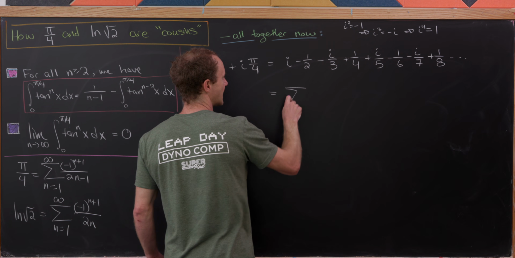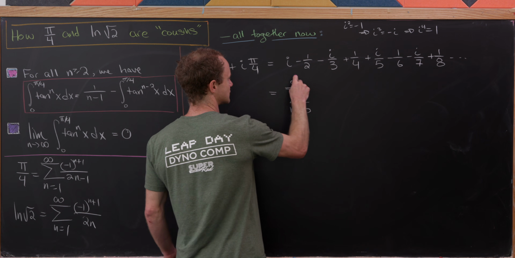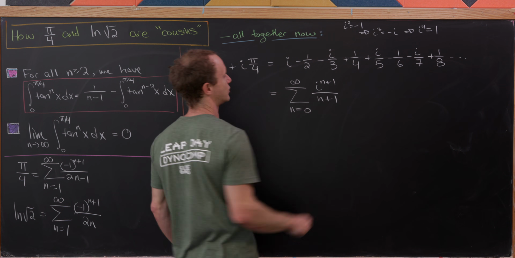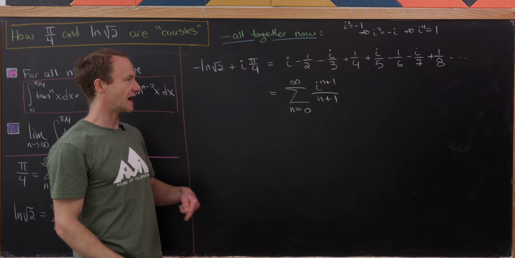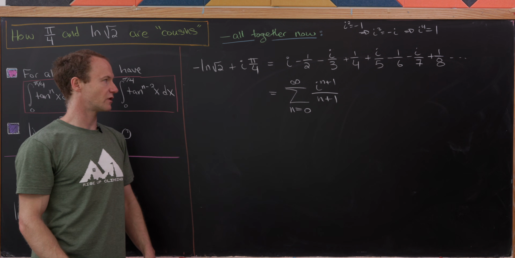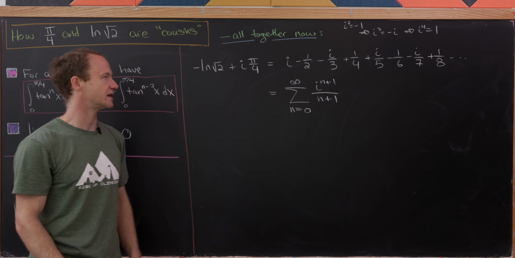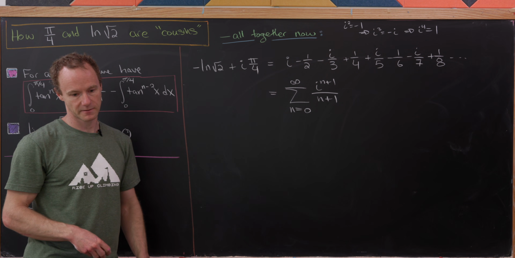So rewriting this, what we in fact have is the sum as n goes from 0 to infinity of i to the n plus 1 over n plus 1. So the 0th term will give us i to the 1 over 1, that's this. The first term will give us i squared over 2. Well, i squared is -1, so we get -1/2. And then everything else follows from there.